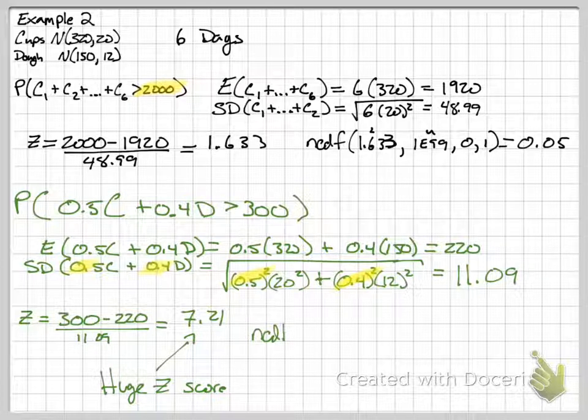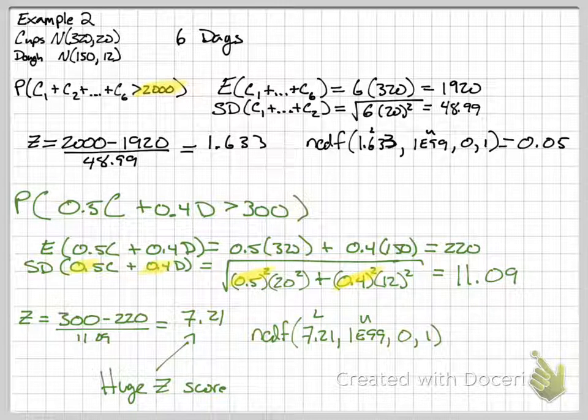So go ahead and put that into your calculator in normalcdf. My lower is 7.21, my upper, again, is infinity, because we're looking at greater than 300, with a mean of 0 and standard deviation of 1. If you calculate that out, you get something like 0.0000000, it should say e to the negative 13th power. So we're going to say that that's approximately 0. He basically does not have a chance to profit over $300 in one day.